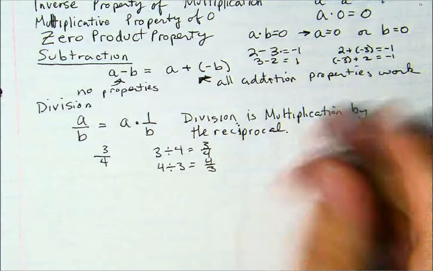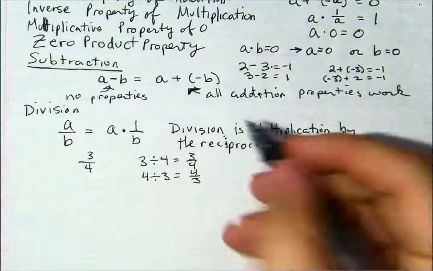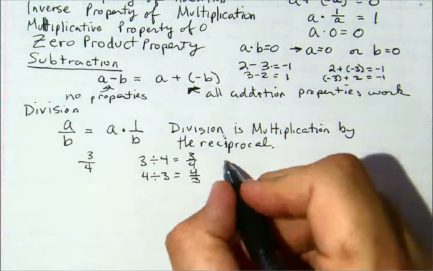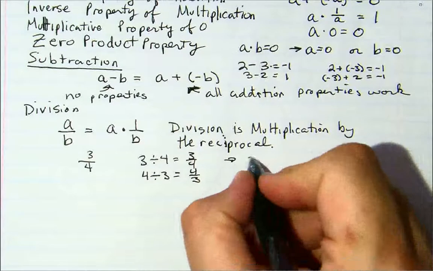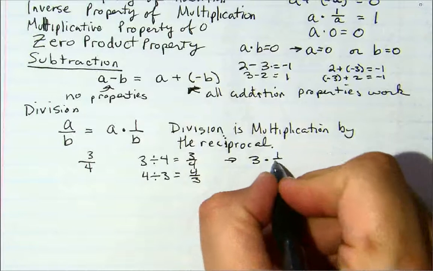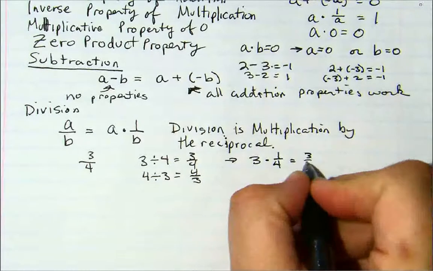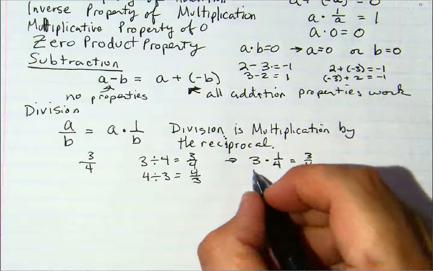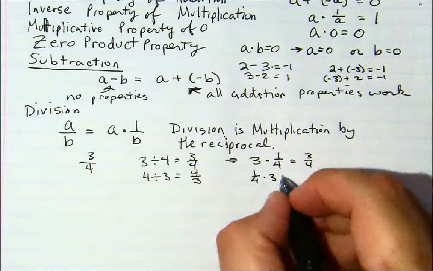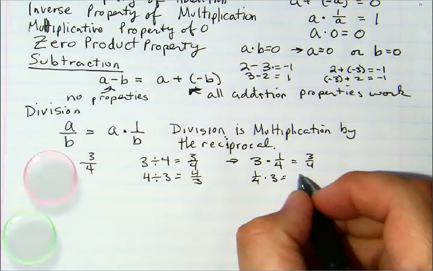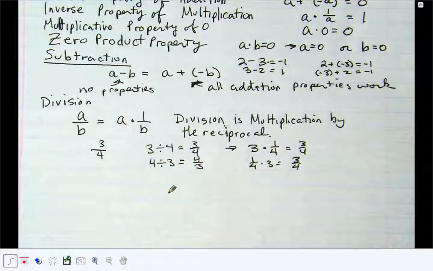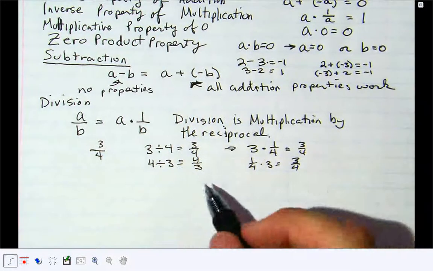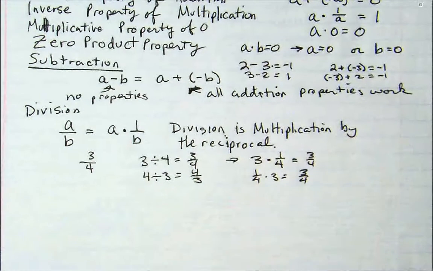But if you say to yourself, all right, this is really 3 times 1 over 4, you still get your 3/4. Switch this around: 1/4 times 3, what do you get? 3 over 4. So those properties end up working.